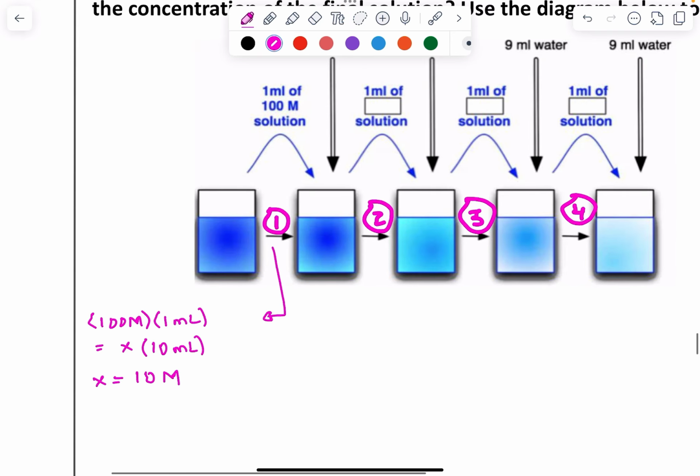And then in the next one, we are going to use that 10 molar solution to do the second dilution. So now our stock solution is 10. We are going to use 1 milliliter of the stock solution, put this in, and then make a 10 milliliter solution. So now 10 divided by 10, we get a 1 molar solution.